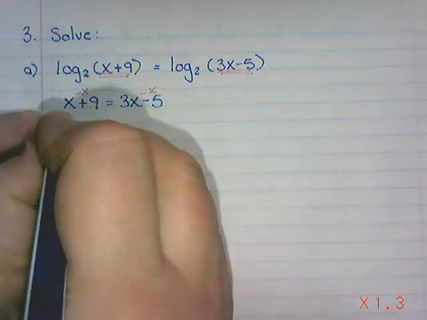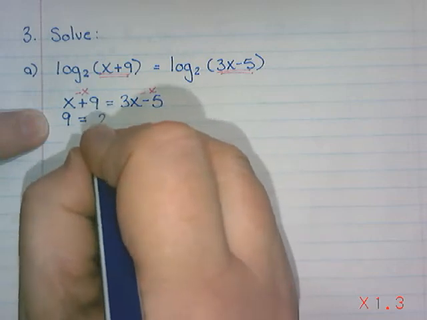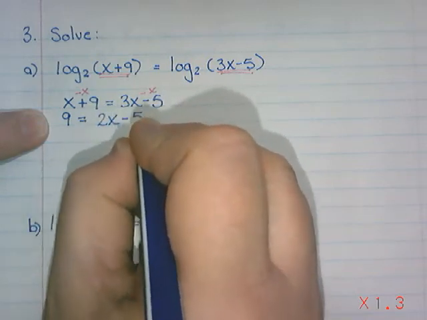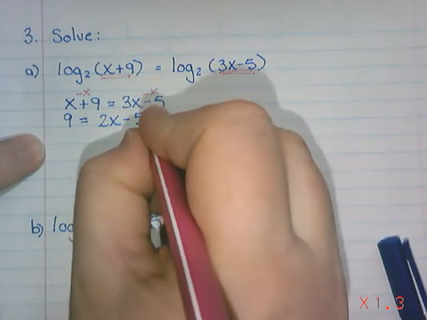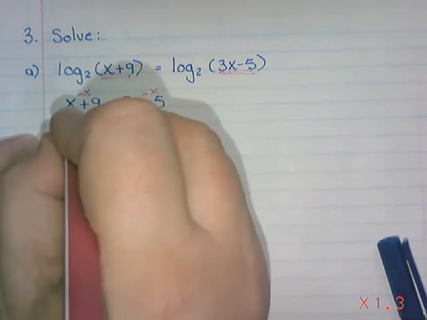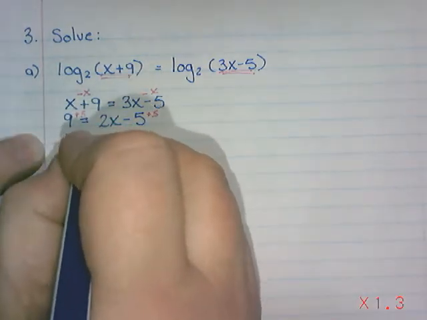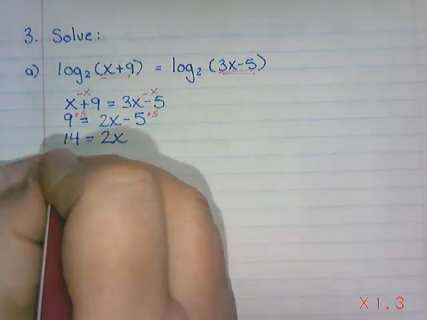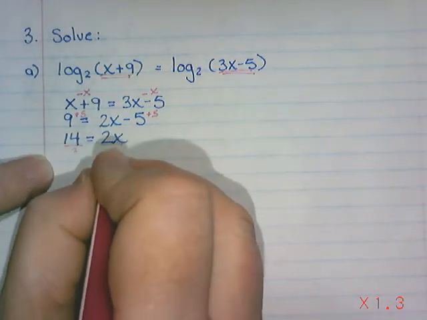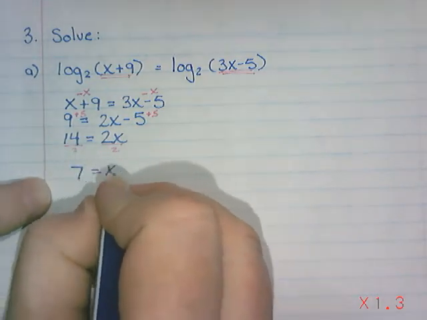That leaves me with just a 9 on this side. 3x take away 1x is 2x, and then take away 5. From here, I would add 5 to both sides. 9 plus 5 is 14, which equals 2x. And then I would finish off by dividing both sides by 2 to get that 7 equals x.